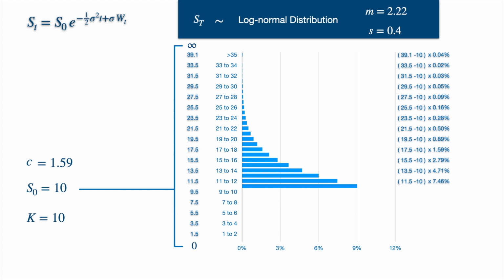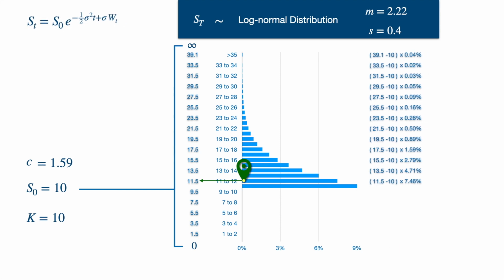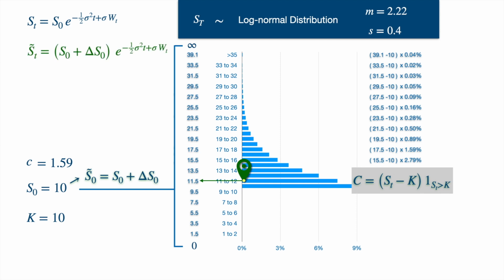Which we already know will be log-normally distributed. Let's say we have one realization of the W which translates into S taking the value between 11 and 12. The option payoff under this scenario would be S minus K if S is greater than K. If the initial stock price had been a bit higher, say by amount delta S naught, then the stock price at maturity would be as follows. We just replace S naught by S naught plus delta S naught, and we represent this stock price by S tilde. It means the same realization of the Brownian would have produced a slightly higher stock price, and the option payoff would have been this S tilde minus K.